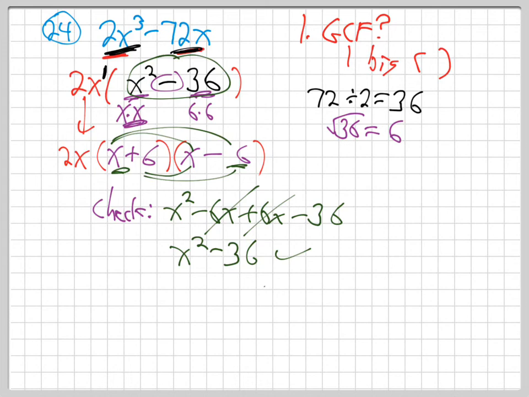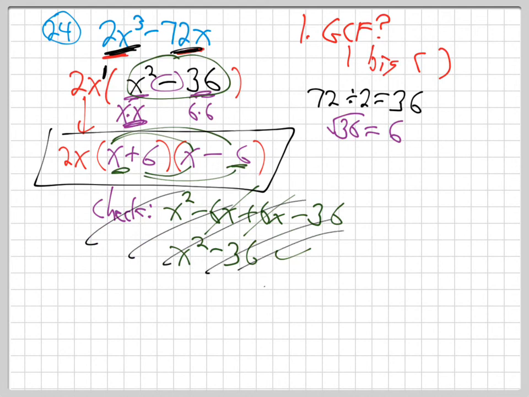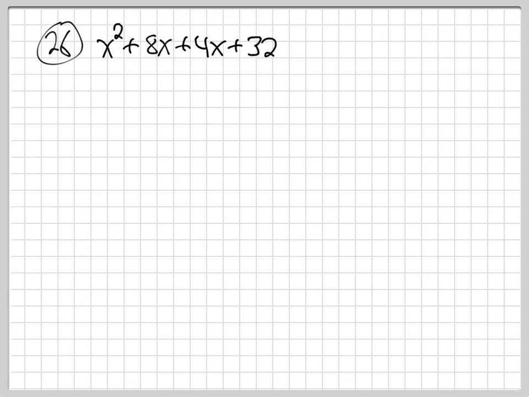So what's our actual answer? This is our answer. What's below it, this is all just the check, right? This is our answer. And you could always move the order of the parentheses. There we go. All right, so that's a good one. Let's go on now to 26 will be a good question. Yeah, let's try 26. X squared plus 8x plus 4x plus 32.